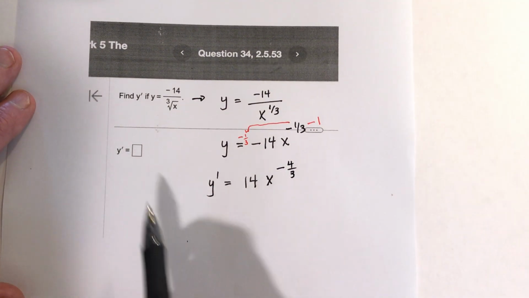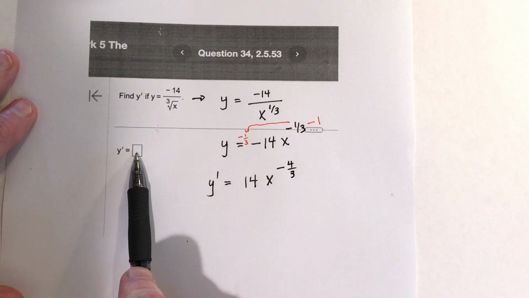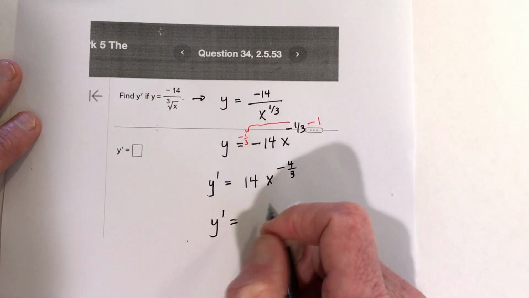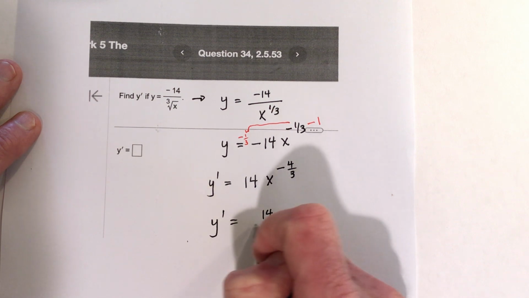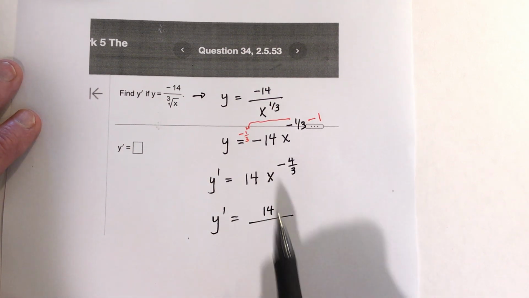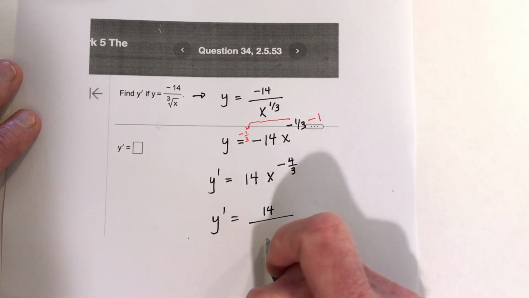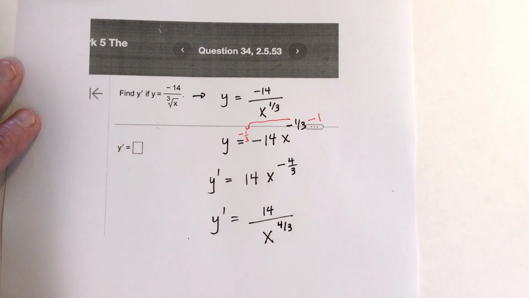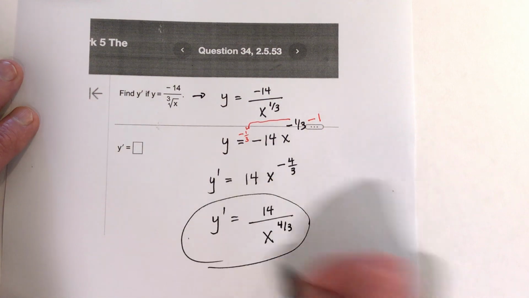Now, I don't know if they allow negative exponents, but I don't. So I'm going to rewrite this one without a negative exponent. So the 14 is fine. The 14 does not have a negative exponent, but the x has a negative exponent. So it needs to go to the denominator, and then it's got a positive exponent after that. And there it is.